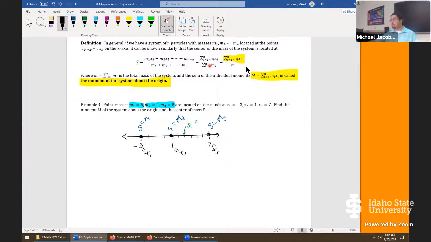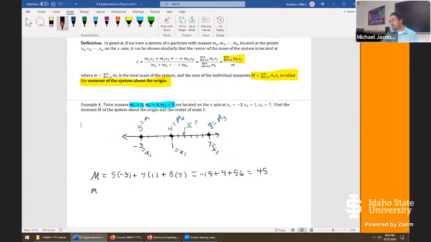Well, this is the formula for X bar broken down into computations. The numerator is M, which is going to be the summation of the point masses times the values of X. So, following the color coding, 5 times -3 plus 4 times 1 plus 8 times 7. That's -15 plus 4 plus 56, so 60 minus 15 for a 45. That's the tendency of the system to rotate about the origin.